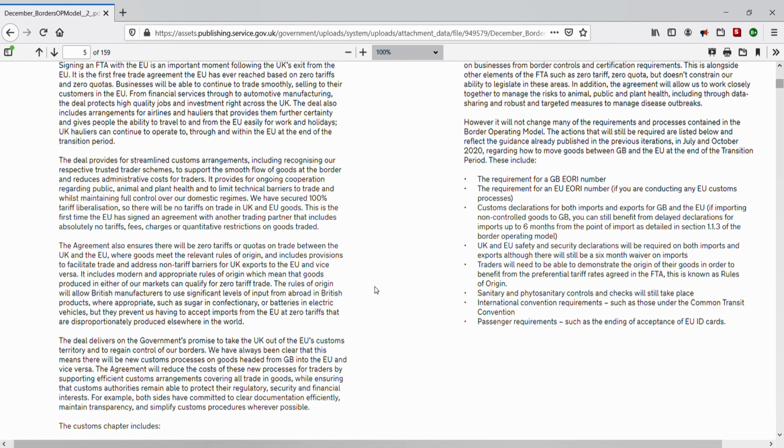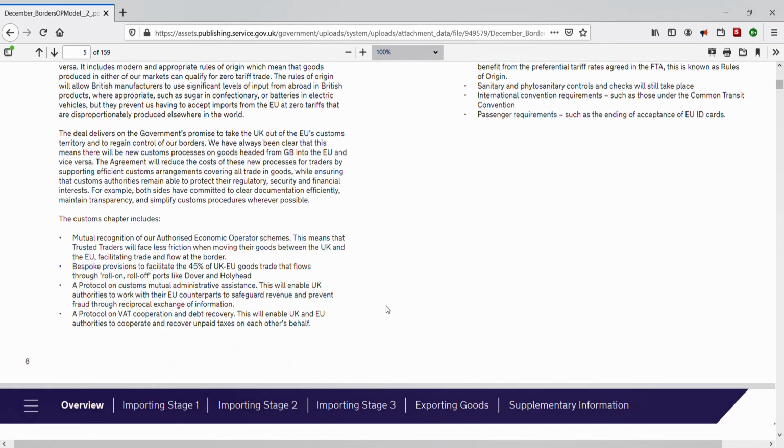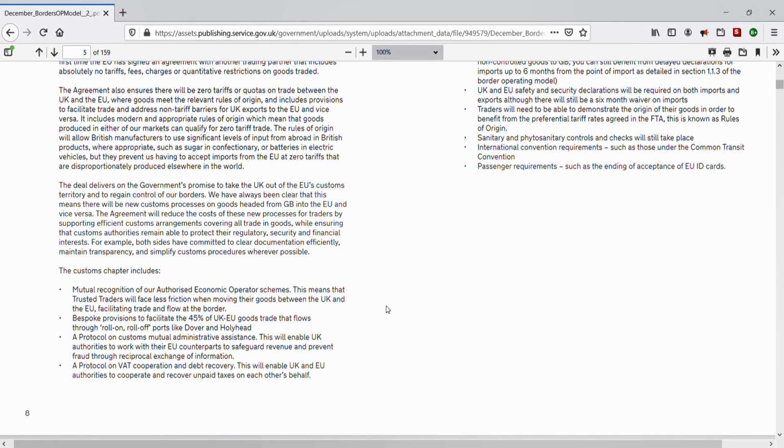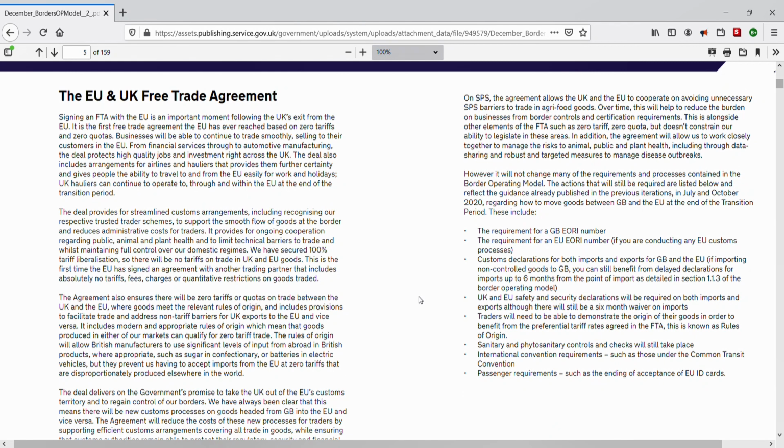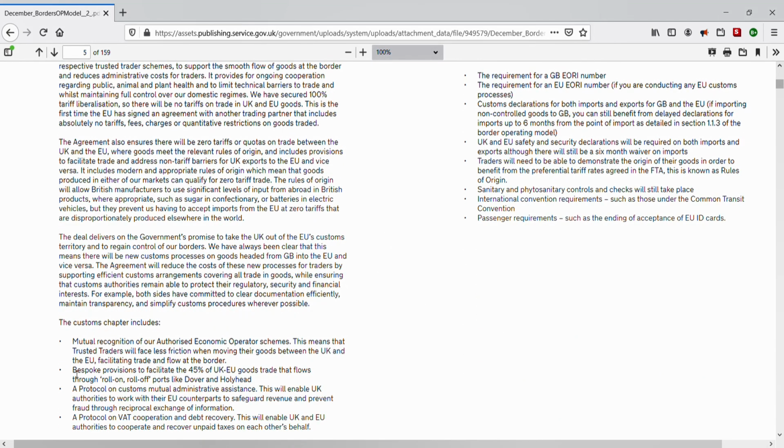The trade agreement also provides for ongoing cooperation regarding public, animal and plant health issues, and it limits technical barriers to trade, whilst allowing the UK and EU to maintain full control over their respective regimes, i.e., rules, standards, processes, etc. The trade agreement also promotes data sharing and provisions to facilitate trade, I guess including but not limited to animal, public and plant health goods, as well as other applicable trade, contributing to around 45% of goods moving through roll-on, roll-off ports. But there are also other provisions to address any non-tariff barriers that arise.